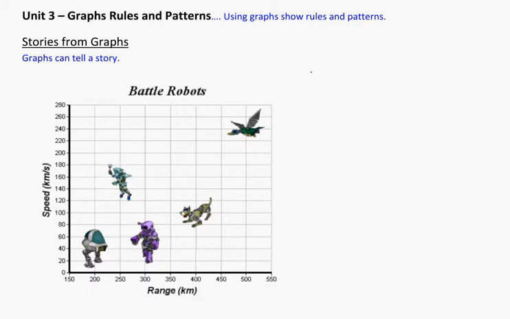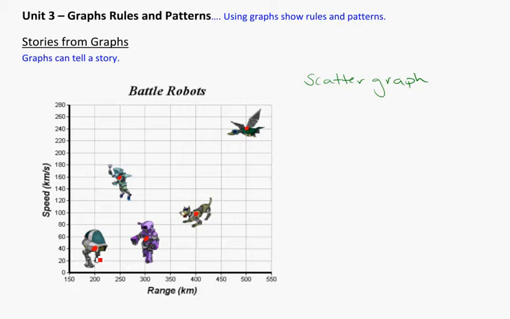So if we look at this first example, it's a graph of battle robots, and this is what we call a scatter graph. And that's just because it's basically big points. And I know those don't look like points, but they're kind of giving you a picture of it. But you can imagine that this bird robot is on that point, and the dog robot is on this point. The purple robot is maybe on this point. The flying shark robot on that point. And this stumpy little legged guy maybe on this point down here.